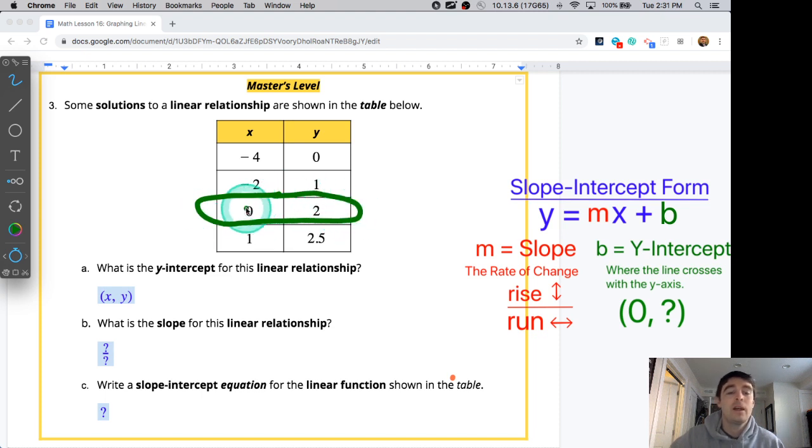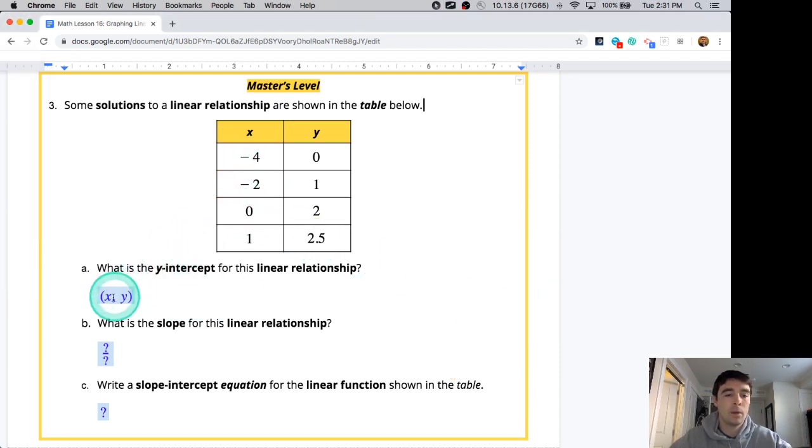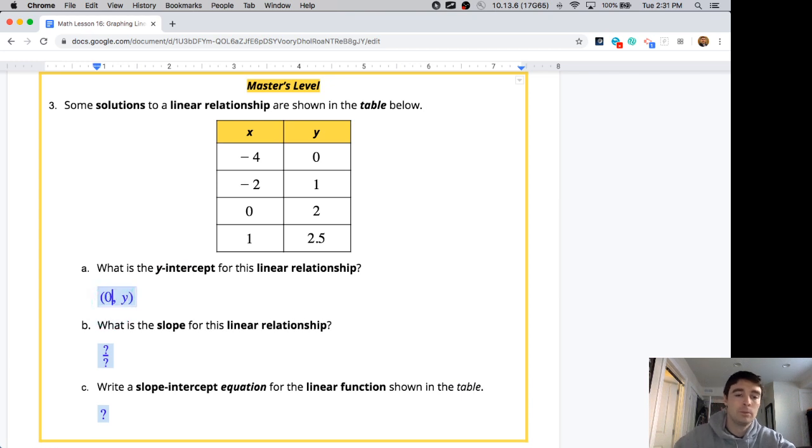Alright. This I see is 0 for x and 2 for y. And this data point here represents the y-intercept. Again, y-intercept will always be the value for y when x is set equal to 0. So if you're given a linear table, you're looking to see, does the table list an x value of 0 anywhere? And here it's listed right there, so that tells me my y-intercept is (0, 2).